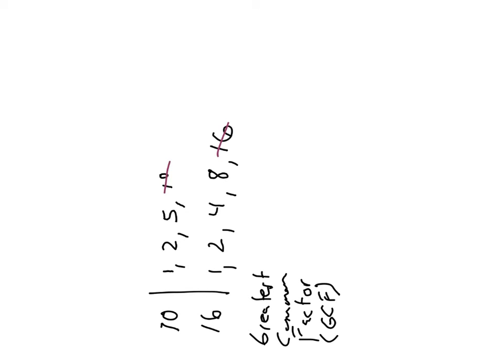Okay? If we look at the 5 and the 8, they're not in common. The 4, it's not in common with anything, but we have a 2. Okay? 1 is always a factor of anything, so it never counts. So our greatest common factor is equal to 2. All right? So that's basically what you do.